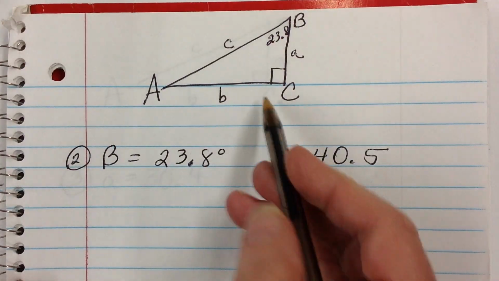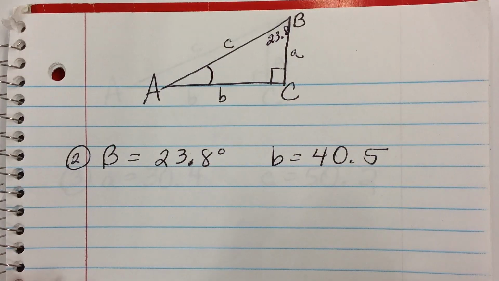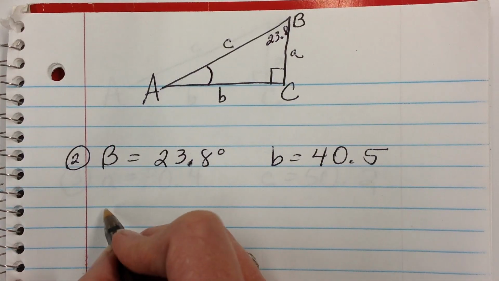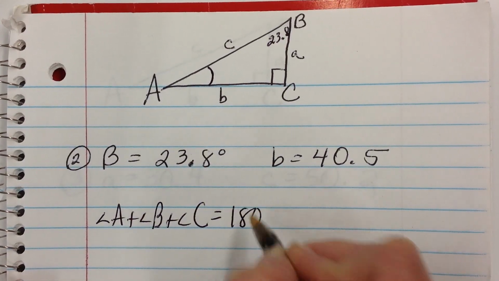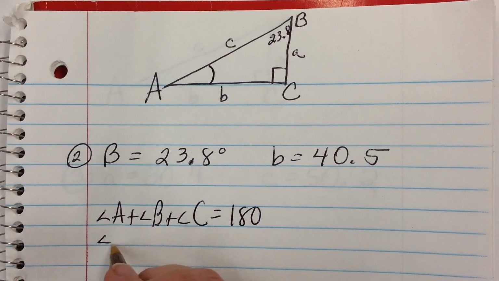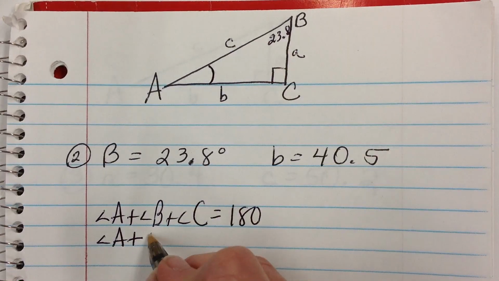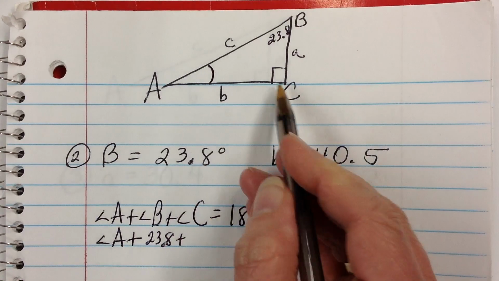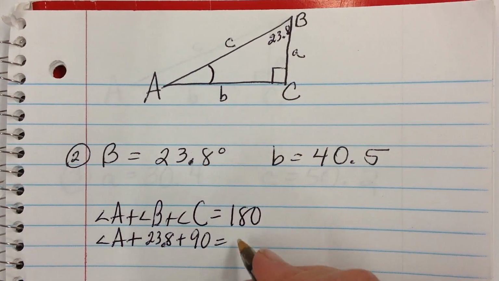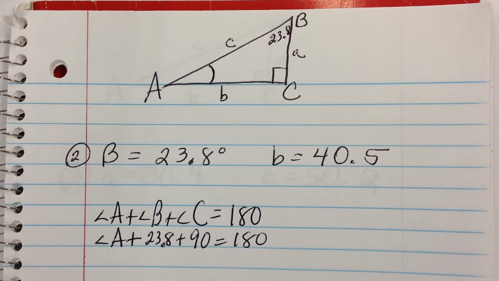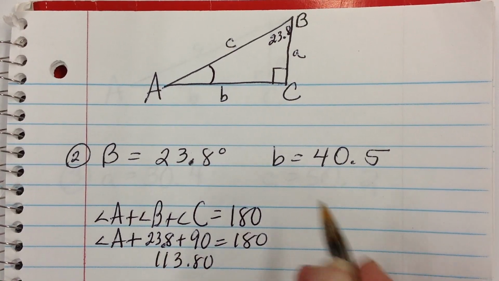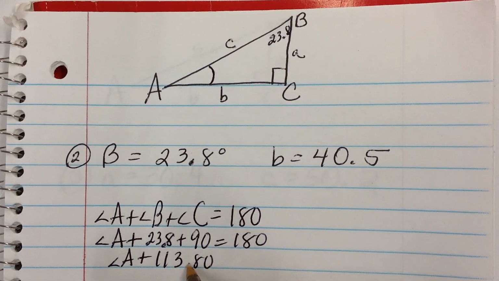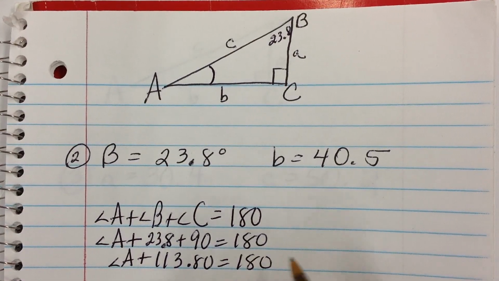23.8, and we're missing angle A. So let's start out with finding angle A. Well, angle A plus angle B plus angle C adds up to 180 degrees. Angle A is the angle that I'm searching for. Angle B is 23.8, and angle C is a right angle, which is 90, equals 180. When you add together 23.8 plus 90, you end up with 113.80.